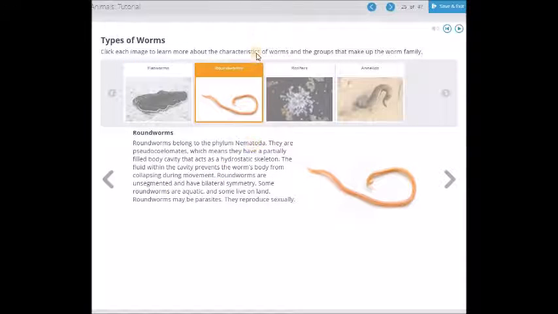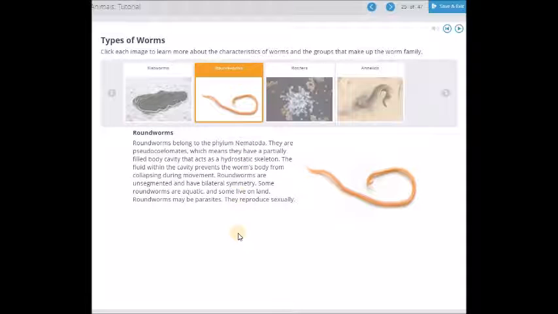Another type are the roundworms. These are the phylum Nematoda. You've probably heard of nematodes. That's this phylum right here, Nematoda. They are coelomates. I think they're pseudocoelomates. So they have an internal cavity, but there's not much development going on in there.